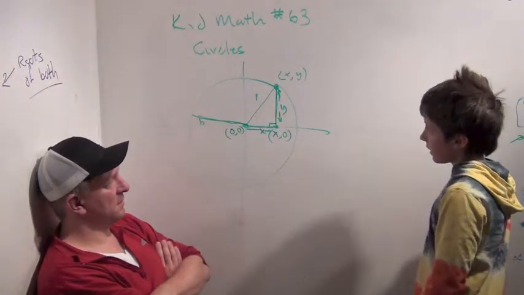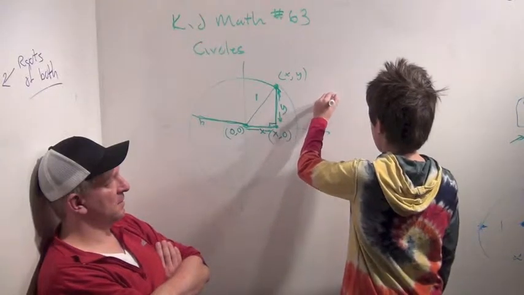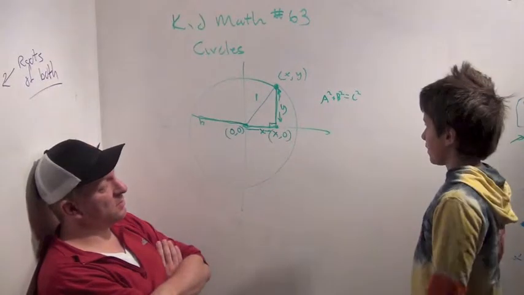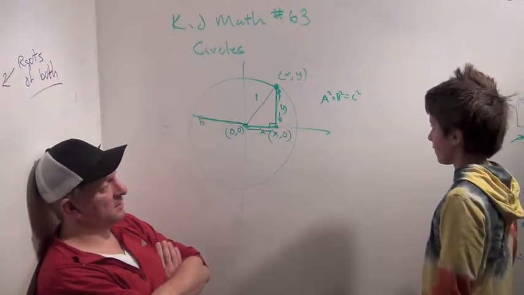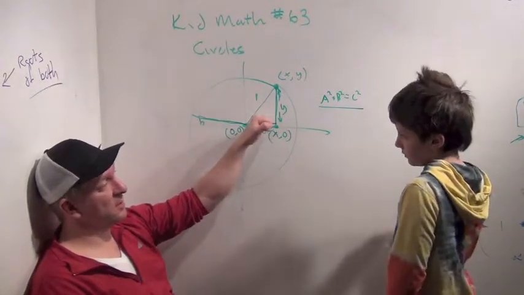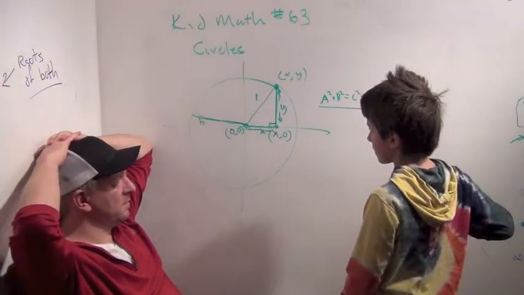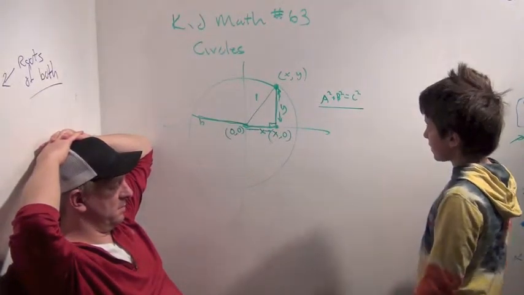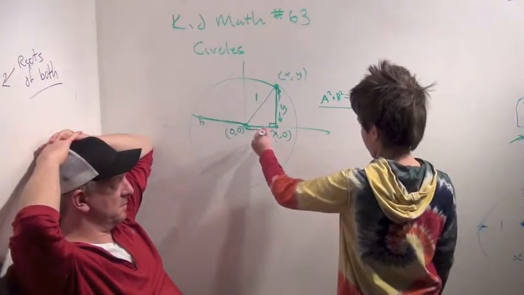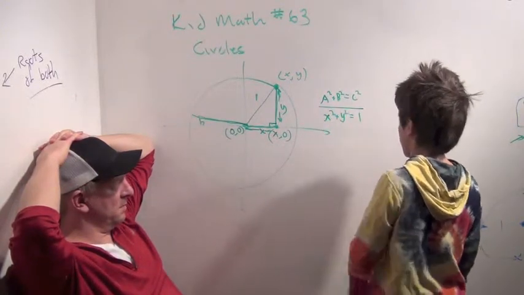So we could use that fact, and we know the Pythagorean Theorem is a squared plus b squared equals c squared. And that is true for what kind of triangle? For a right triangle. So it was very important to determine if this was a right triangle or not, if we want to use the Pythagorean theorem. So we have a radius of 1, and the a and b are actually x squared plus y squared equals 1 squared, or 1.